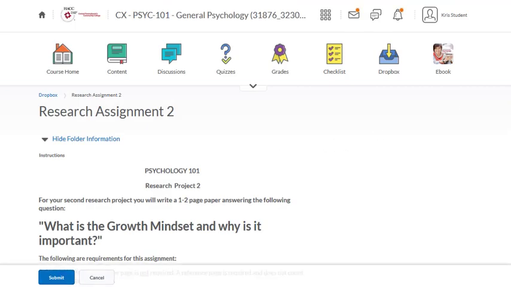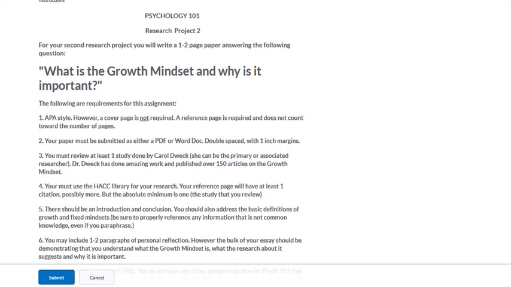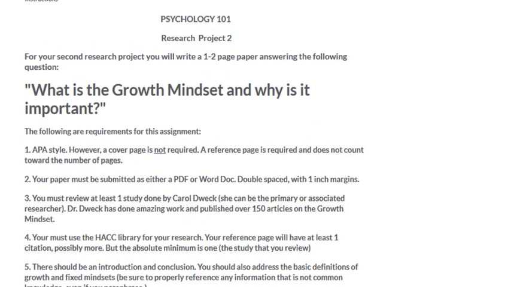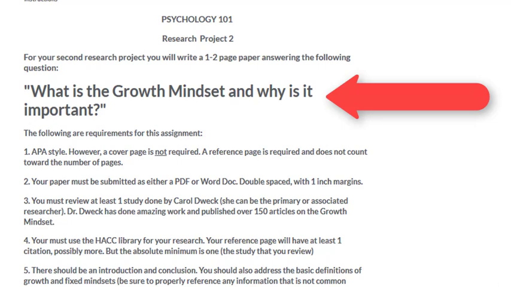So if you click in here, immediately the directions pop up. So what you're going to be doing is you're going to be writing a 1 to 2 page paper answering the following question. What is the growth mindset and why is it important? There's a couple of requirements.